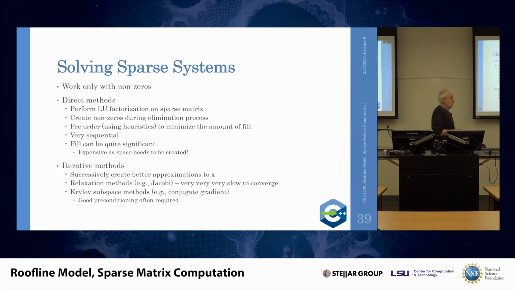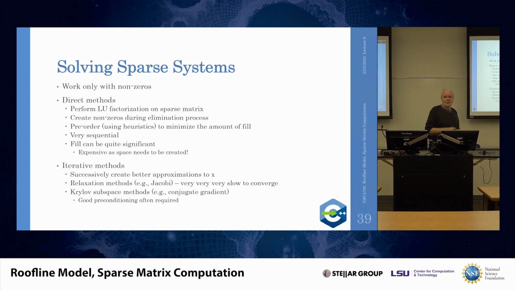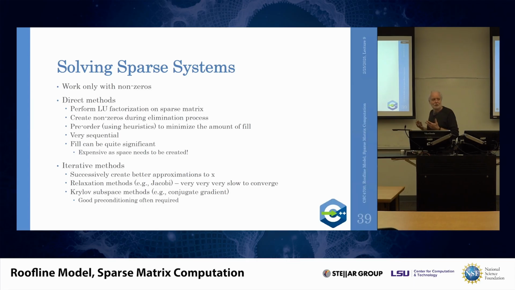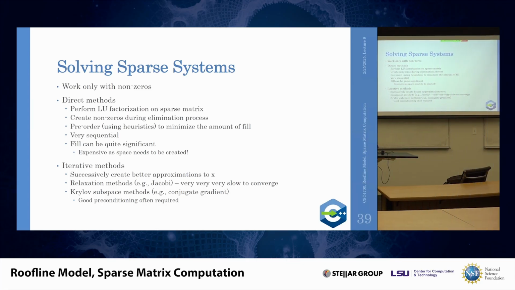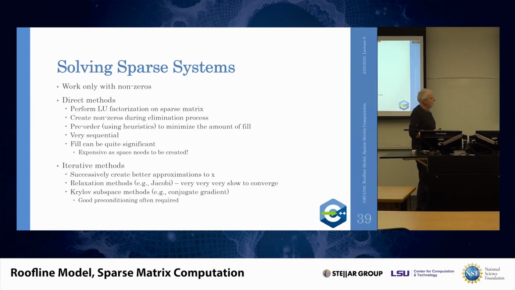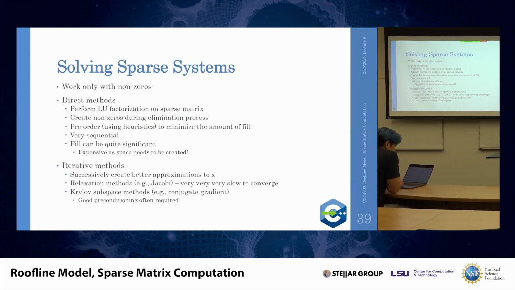There are Krylov subspace methods. Again, second-order algorithms. Krylov algorithms are second-order algorithms, so they work very well. I talked about that. And one of them is the conjugate gradient method. We might talk about conjugate gradient at some point if time permits. But you still have to have very good preconditioning for that.